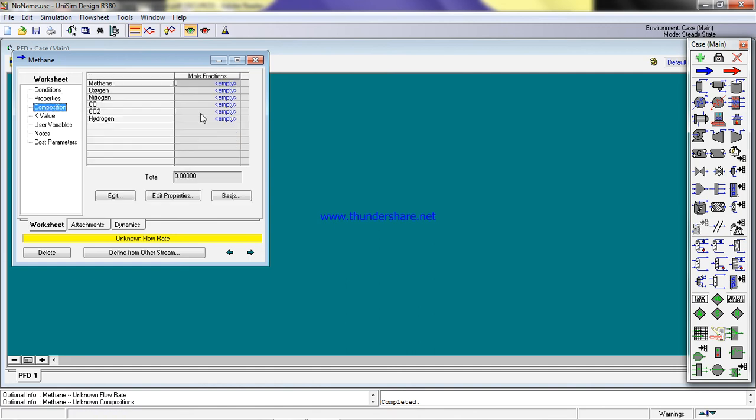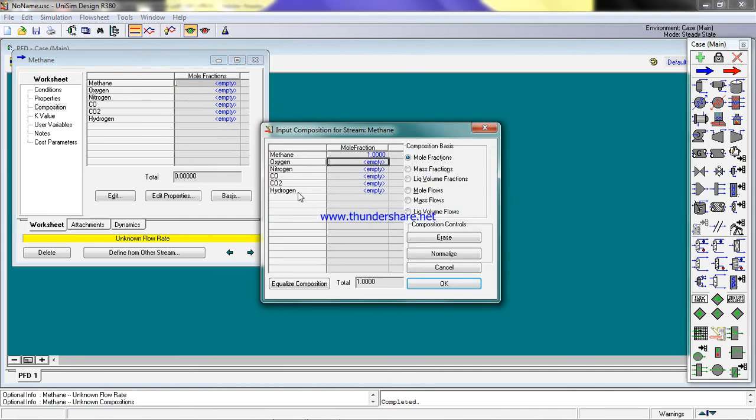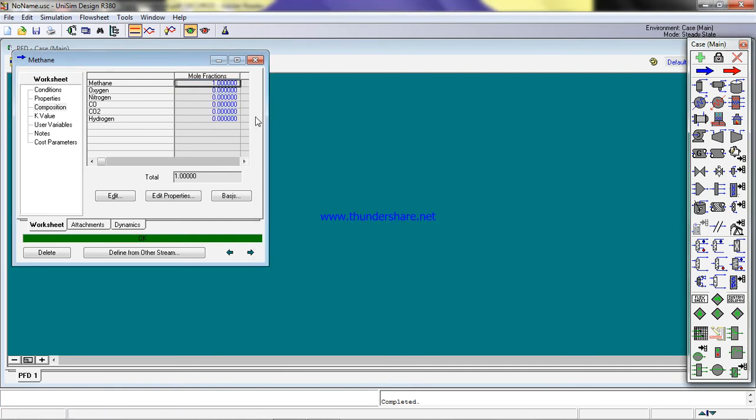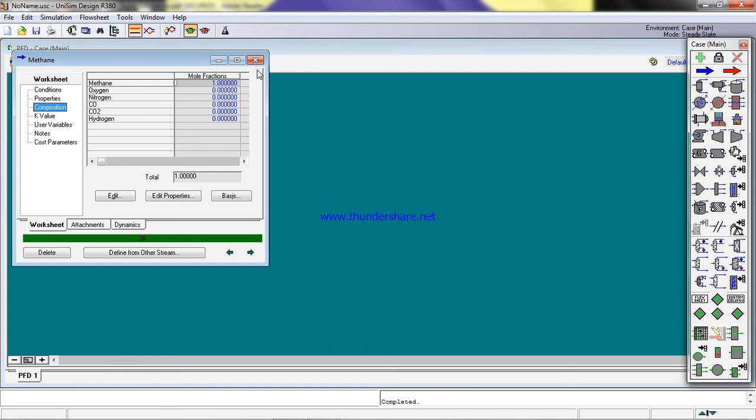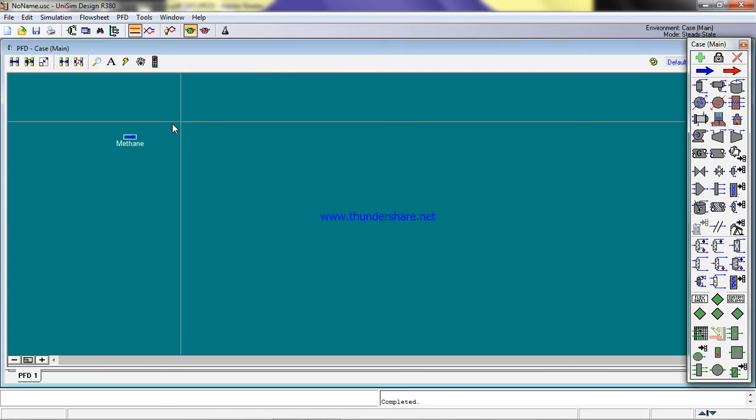Then you go to composition. For that stream, we assume it is 100% methane. So everything is working well, and that's why you have green here. That means that stream has been fully specified. So 3 properties here, and then 1 for composition, making it 4 degrees of freedom to specify your material stream.